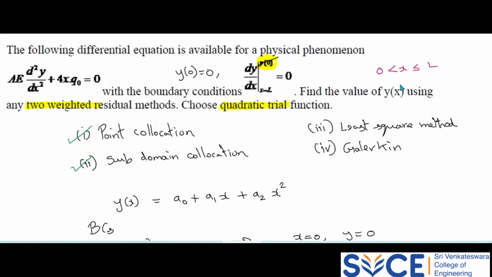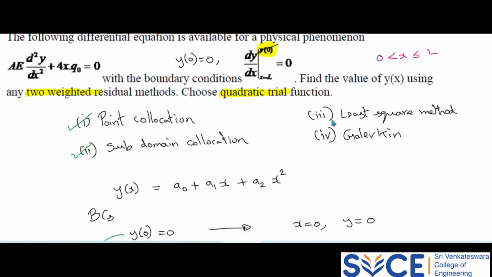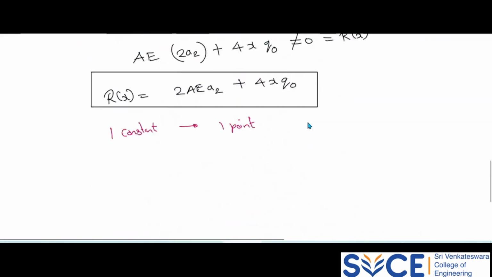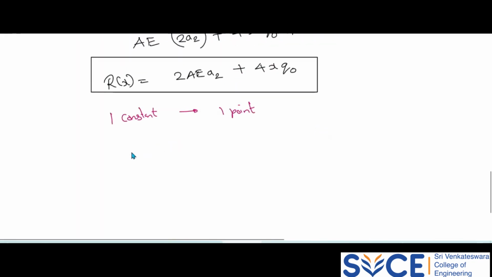So what point should we take? We have to take the midpoint. So let us consider x is equal to L by 2, the midpoint. Since my range is from 0 to L, the center point is L by 2. I am going to substitute x is equal to L by 2 in R of x. That is the point collocation method.